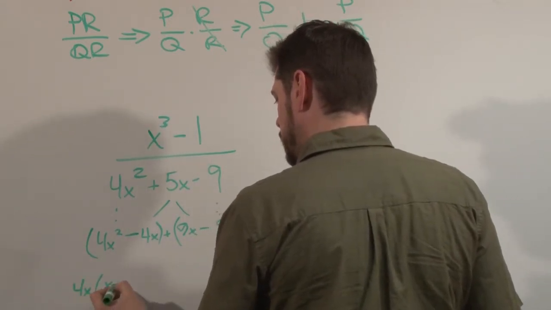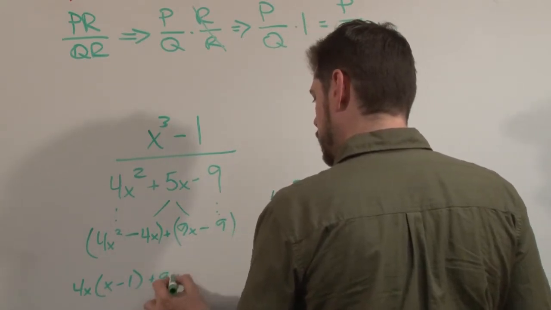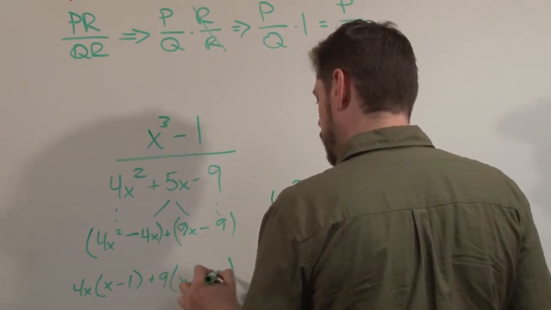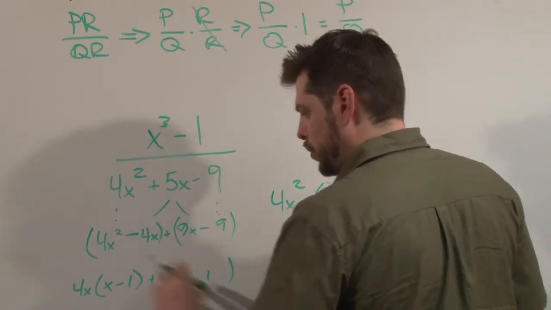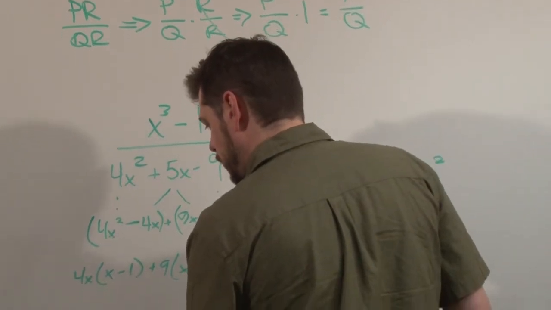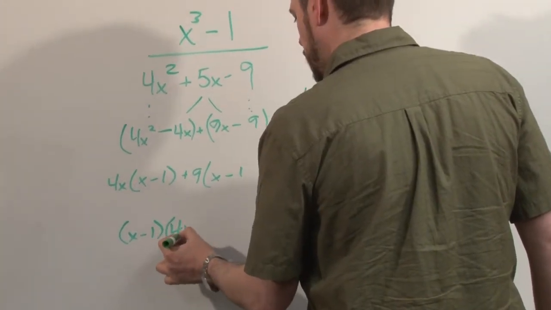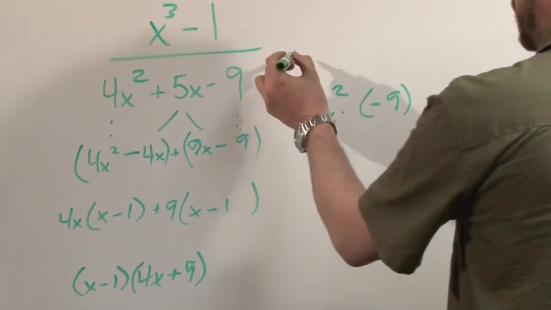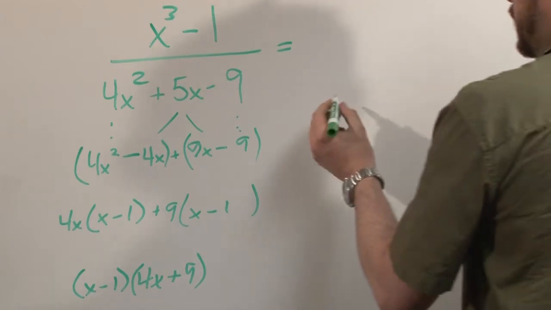And I get x minus 1. And I can pull out a 9 in my second group, and I get x minus 1, which is good. Now both terms share an x minus 1, so I can pull an x minus 1 out of both of those terms, and I'm left with the quantity 4x plus 9. So that's good. I got my denominator rewritten as a product. But what about my numerator?